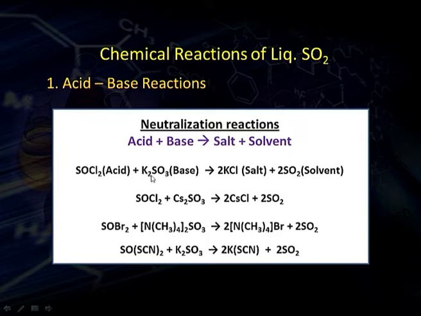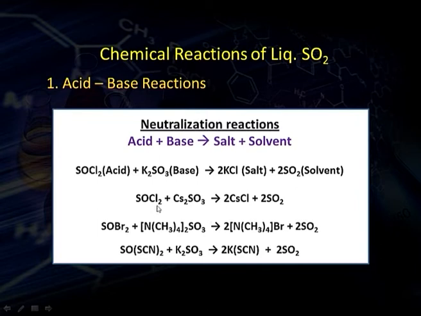It reacts with K2SO3, that is potassium sulfite. Now, this potassium sulfite on dissociation will give SO3 2-, that is the sulfite ion. Hence, it will behave as a base because it is increasing the concentration of the sulfite ion. So, when this acid and base react together, they form a salt which is KCl and the solvent SO2.